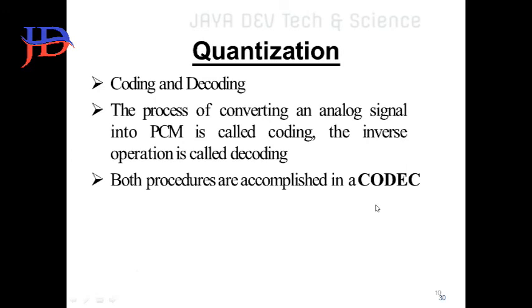For coding and decoding purposes we are using quantization. The process of converting an analog signal into PCM is called coding. The inverse operation is called decoding. The inverse operation of the coding is called decoding. Both procedures are accomplished in a codec, which is nothing but coding and decoding, the coder or the decoder.